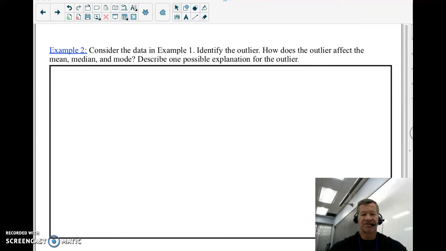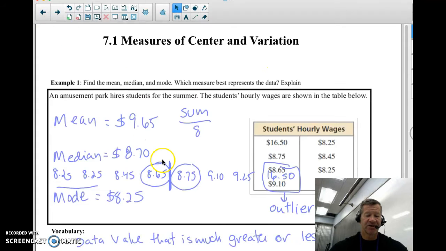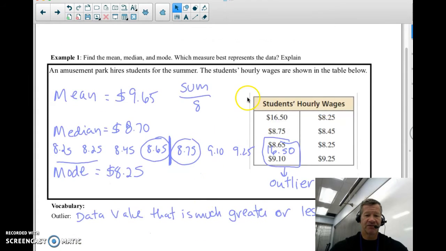In example 2 of section 7.1 here, it's asking us to consider the data in example 1 and identify the outlier and tell how the outlier affects the mean, median, and mode. So let me go back to that page. One thing I forgot to do in this first one was to tell which measure represents the data, so I would like to refer to that first.